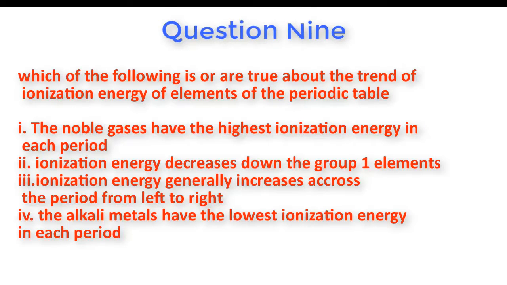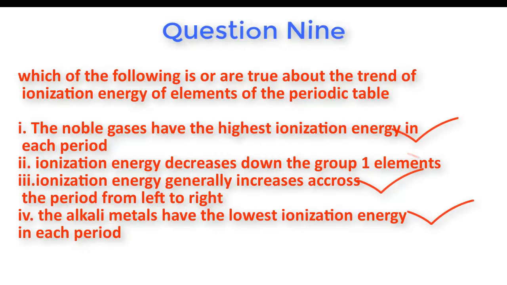Question number 9. Which of the following statements is or are correct about the trend of ionization energies of elements in the periodic table? 1. The noble gases have the highest ionization energies in each period. 2. Ionization energy decreases down the group 1 element. 3. Ionization energy generally increases from left to right. And 4. The alkali metals have the lowest ionization energies in each period. All of them are correct. All these statements about ionization energy are correct.